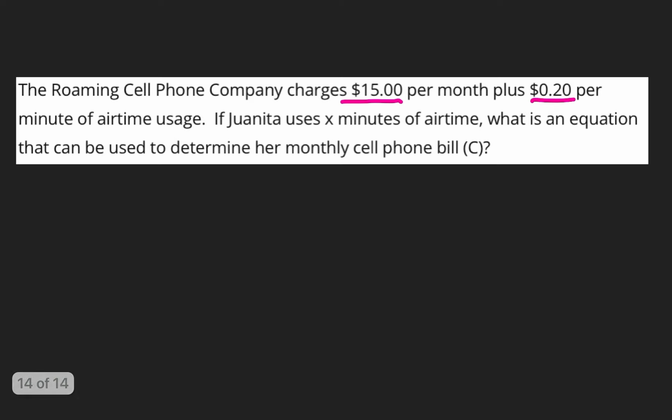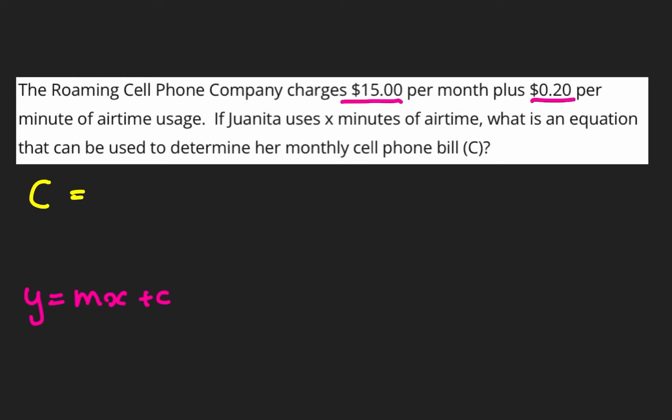The roaming cell phone company charges $15 per month plus $0.2 per minute of airtime usage. If Juanita uses x minutes of airtime, what is an equation that could be used to determine her monthly cell phone bill? Alright, so we know that it is equated to C. So following once again, y is equal to mx plus C. We know M is the rate and C is the initial amount.